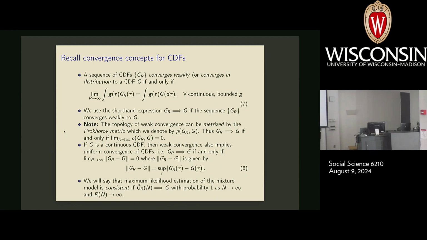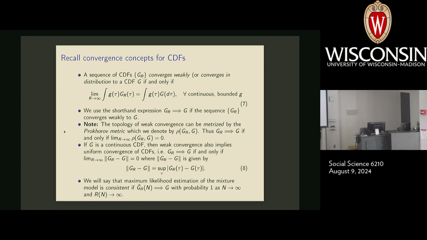Now, another notion is a stronger notion, which you could call the Kolmogorov-Smirnov distance. It's the maximum. This is much easier to understand. It's the maximum distance between G and its finite approximation. Now, this is what we're going to work on.